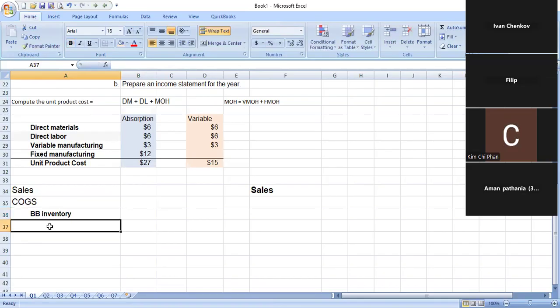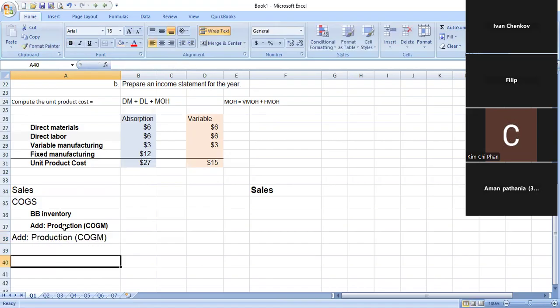Then I'm going to add my production, or that will be cost of goods manufactured. And then what I'm going to do? I'm going to deduct. Then we're going to have available. Those here will be called available.